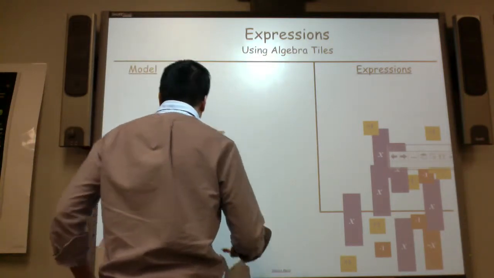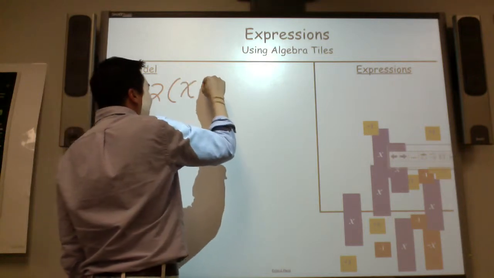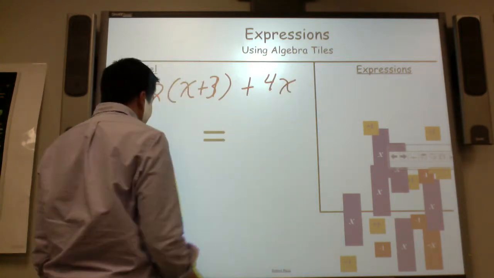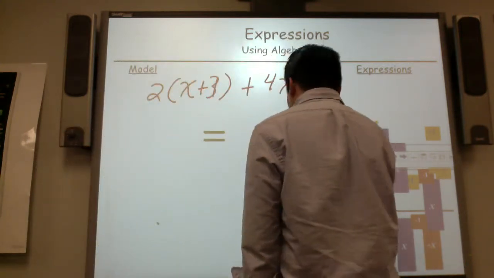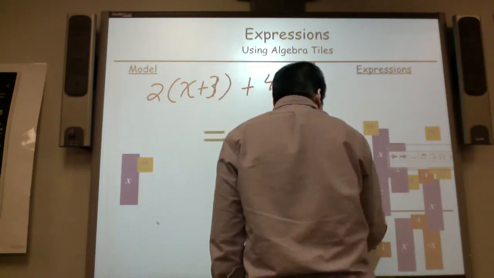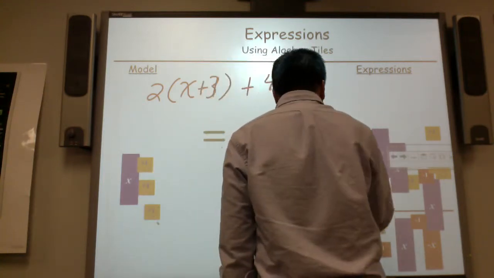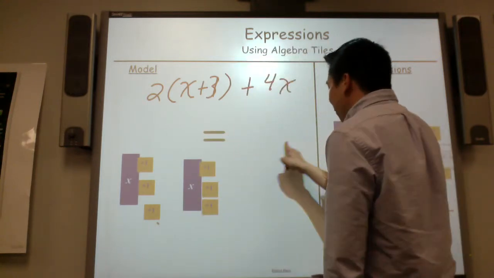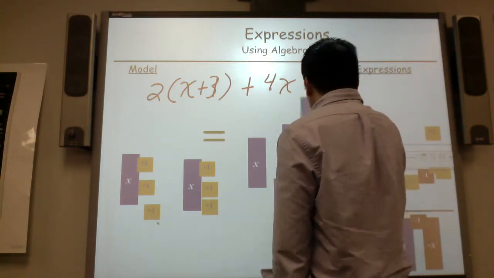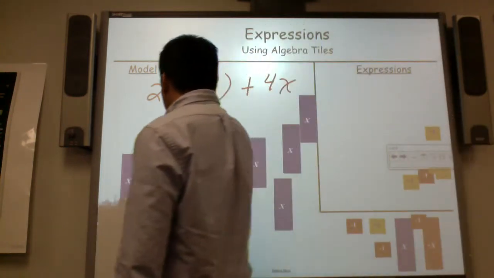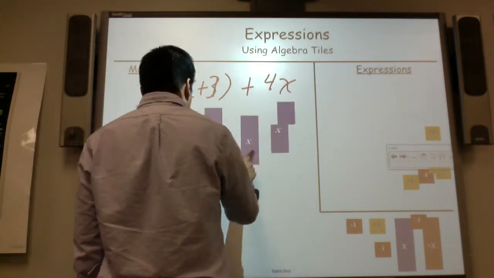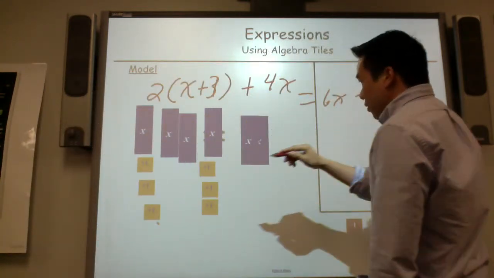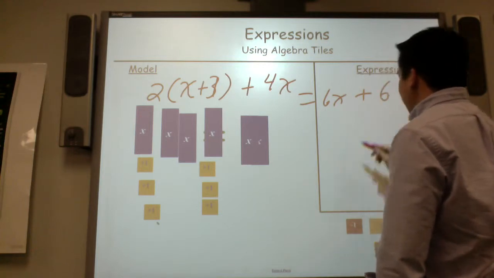All right, so what happened with this one? Let's make it hard: 2 groups of x plus 3, plus 4 x's. So you have x plus 3, and we have 2 groups of it, and then we have 4 x's. Please collect the terms. I'm going to collect all the x's together. How many x's do you see here? I see 6 x's, and then I see 6 ones, so 6x plus 6.